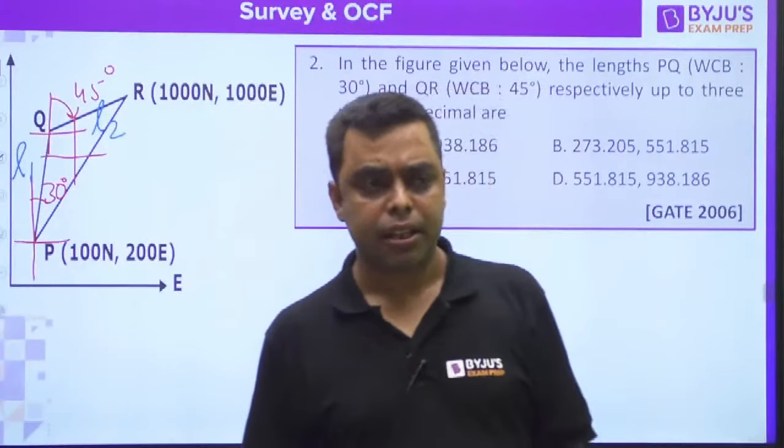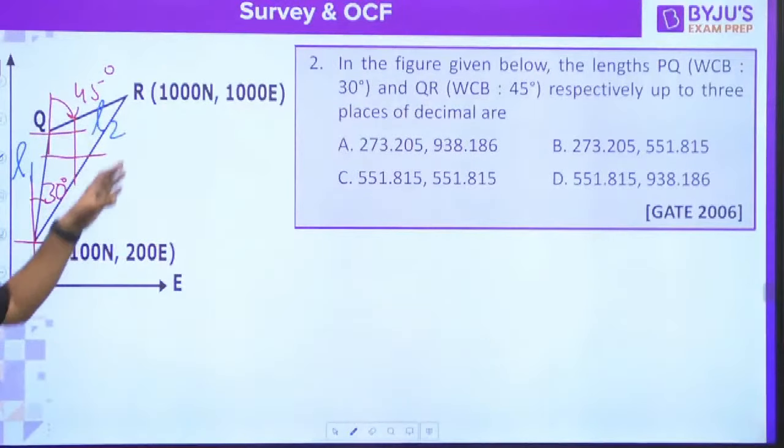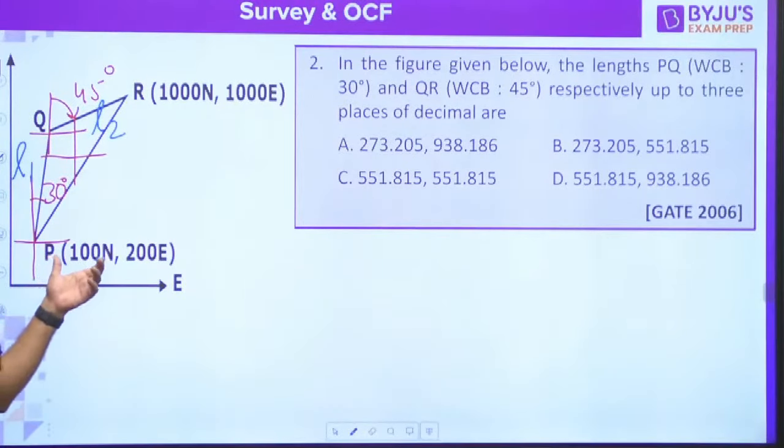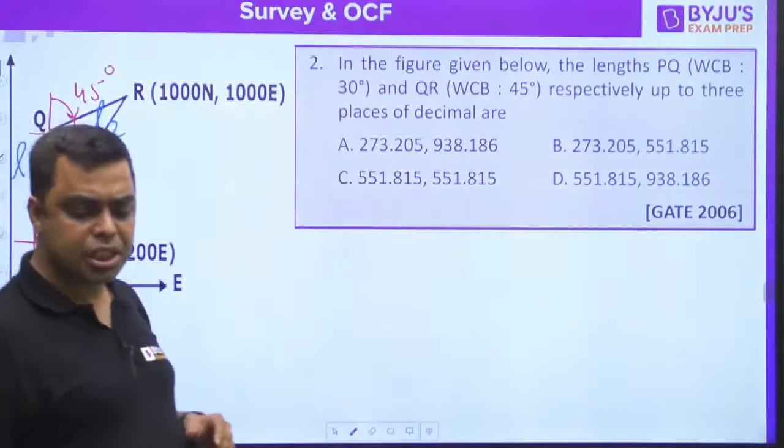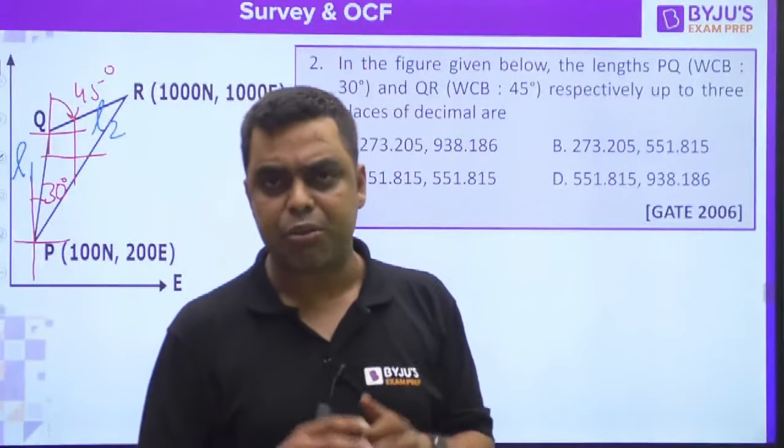Now, I know the coordinate of point P and I also know the coordinate of point R. The latitude of P is 100 northing and the latitude of R is 1000 northing. So how much is the difference in the latitude? Can you just let me know?